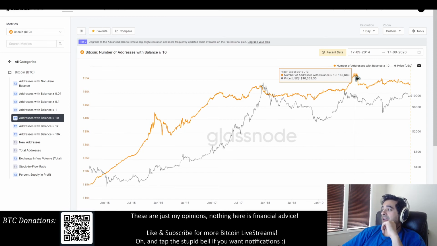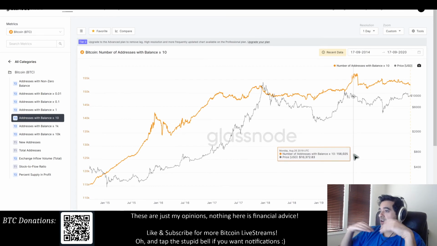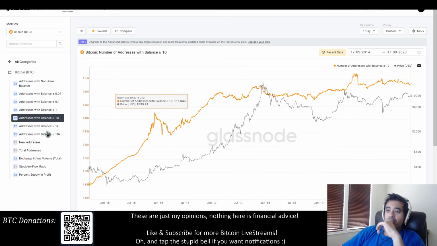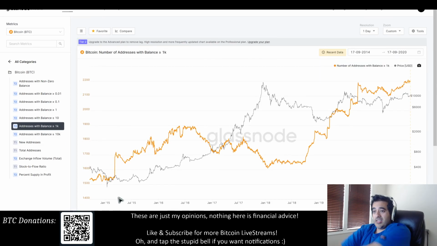It peaked a little bit before, in September of 2019. That's when it peaked up to about 156,000. Right now we're at 152,000. So very close to the peak. And that's people with greater than or equal to 10 Bitcoin. That's over 100 grand. Now, addresses with balance greater than or equal to 1,000 Bitcoin.